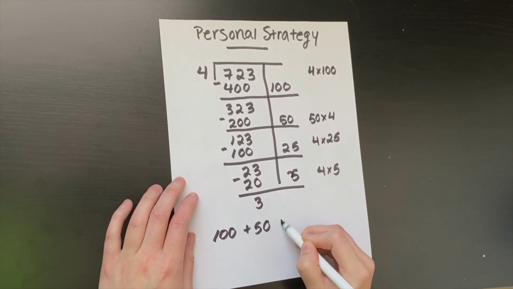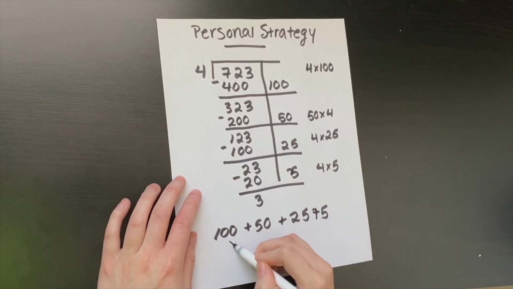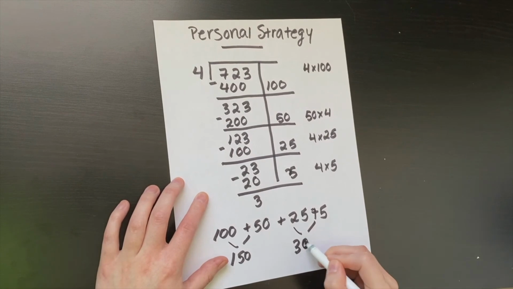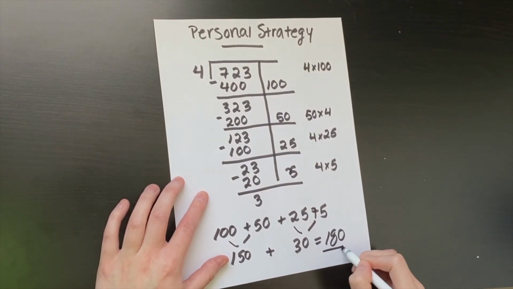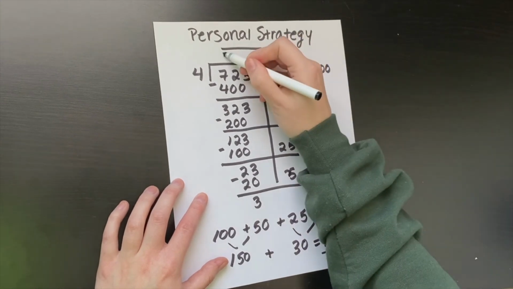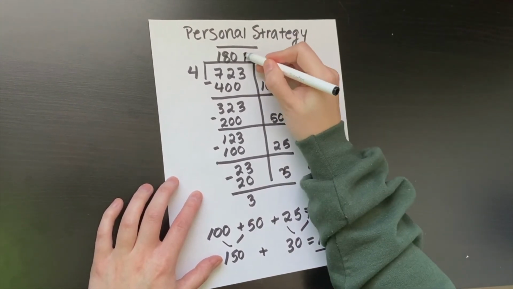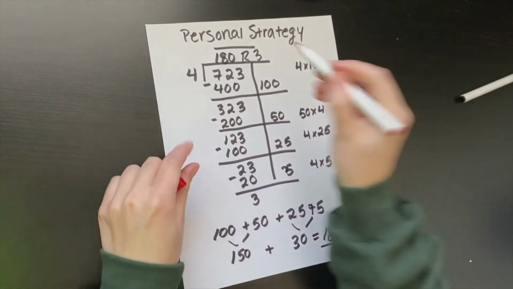Next, we add all the numbers on the side here to find our answer. 100 plus 50 equals 150, and 25 plus 5 equals 30. Add those numbers together and we get 180. We put 180 at the top and carry over our leftover 3 to make the answer 180 remainder 3.